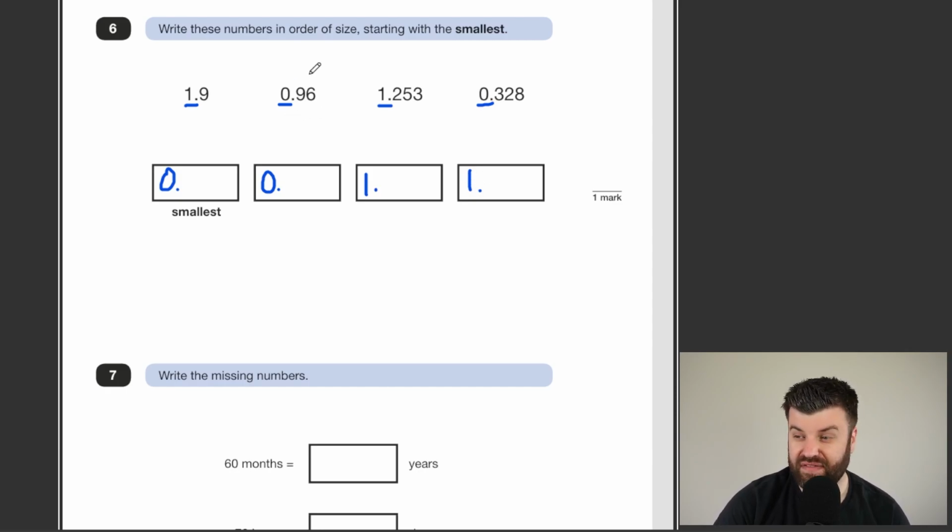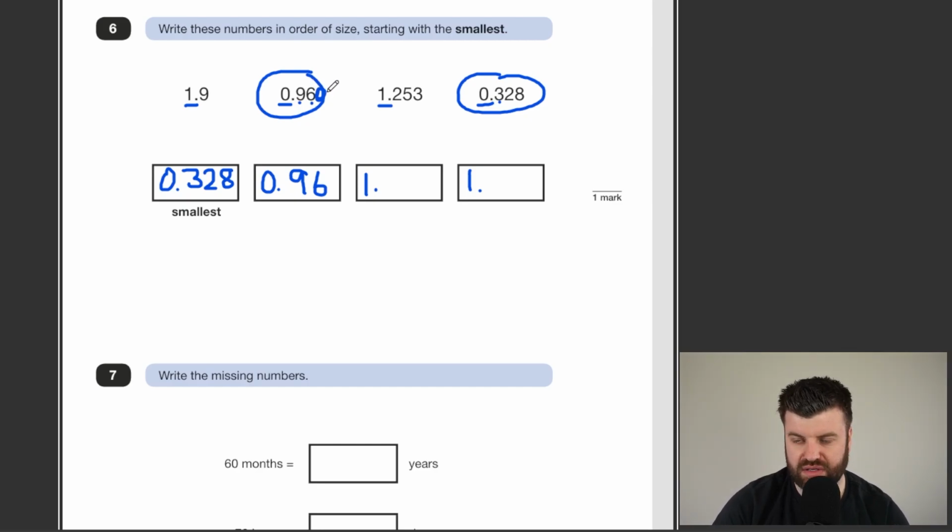So let's dive in now into the 0 point numbers. 0 point, let's look in the tenths column. 0.9 or 0.3? Well, 0.3 is smaller because 3 is smaller than 9. And lots of you might be thinking, well, no, wait, 96 is smaller than 328, right? Well, you have to be really careful, because what you could really do here is put a placeholder in the thousandths column.